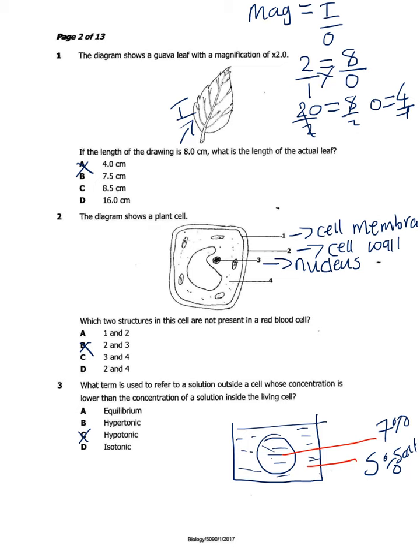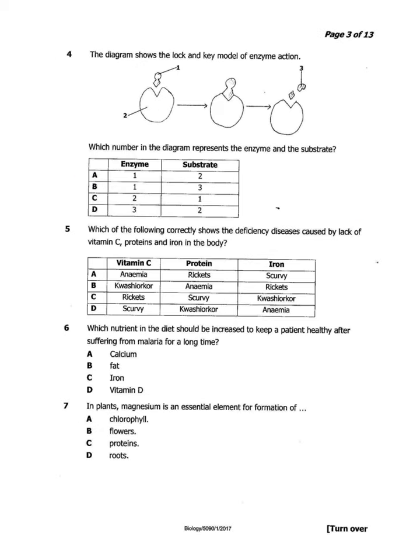Iso means we have equal concentration. Maybe the cell has 7 and the solution has 7, in which case there is no osmosis process or diffusion. Then equilibrium also tells us that we have the same concentration. So the answer here is hypotonic solution, since we are looking at lower. Then let's move on to question 4.